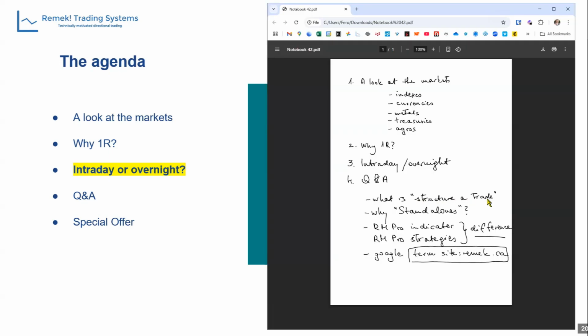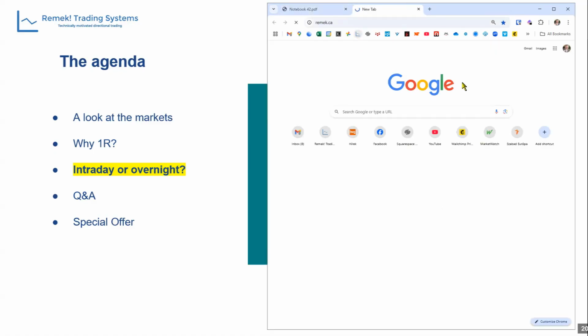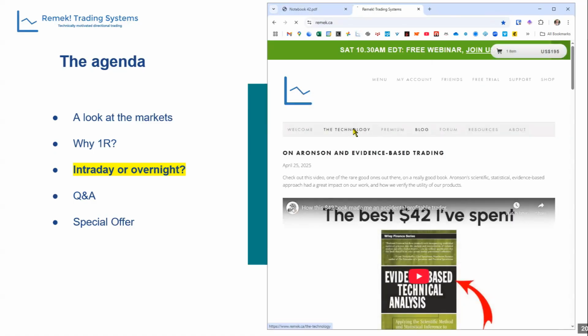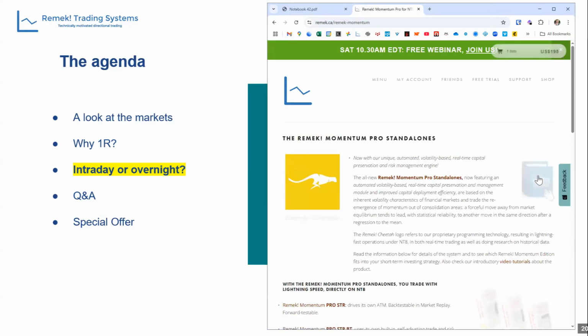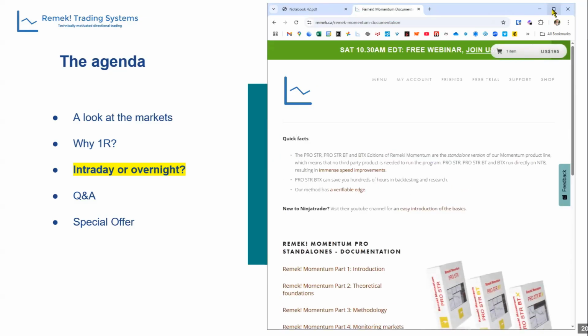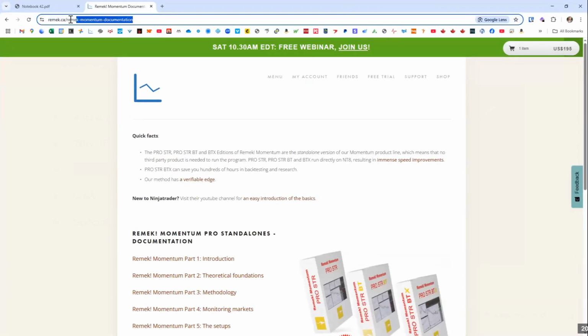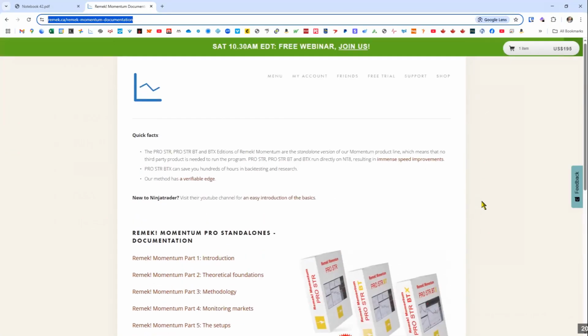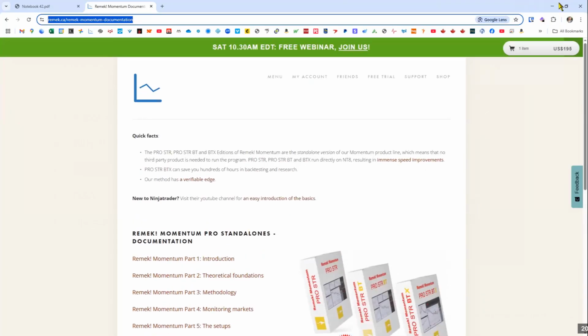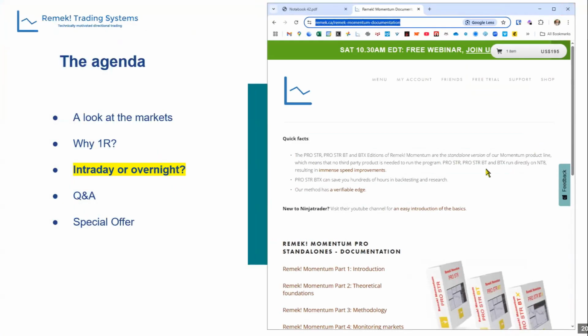So there's a question about structuring the trade. This is mentioned in our documentation. If you go to our website, let me just show you the documentation quickly. If you click on here, this is the user guide, user manual, in other words, documentation. This is the link. You just Google it, and you'll find the section about structuring the trade.